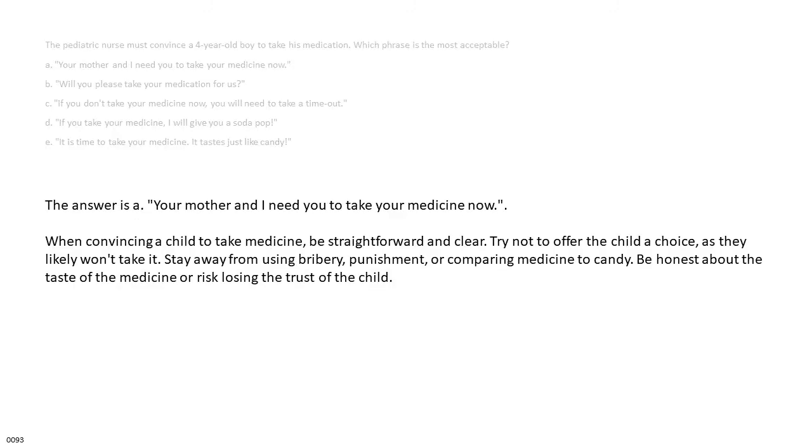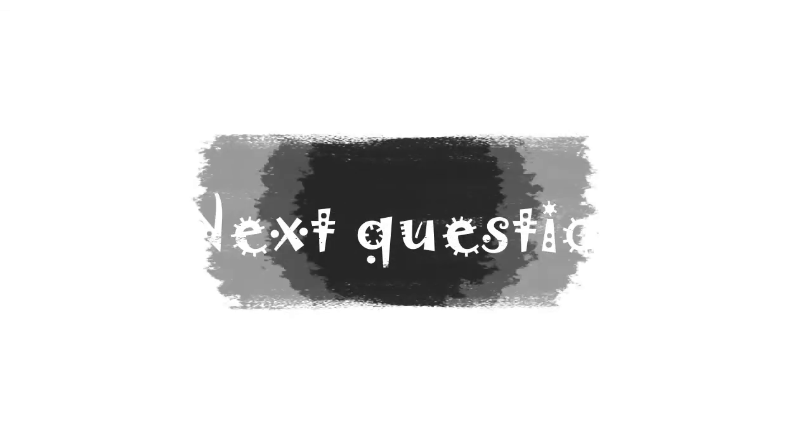The answer is A. Your mother and I need you to take your medicine now. When convincing a child to take medicine, be straightforward and clear. Try not to offer the child a choice, as they likely won't take it. Stay away from using bribery, punishment, or comparing medicine to candy. Be honest about the taste of the medicine or risk losing the trust of the child.